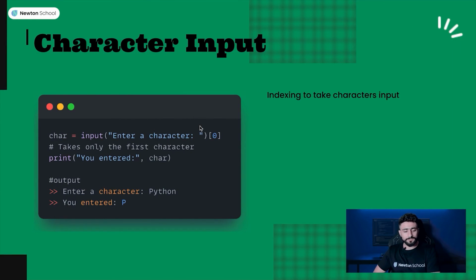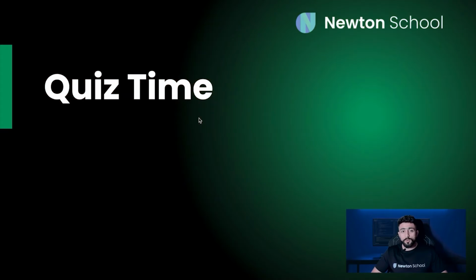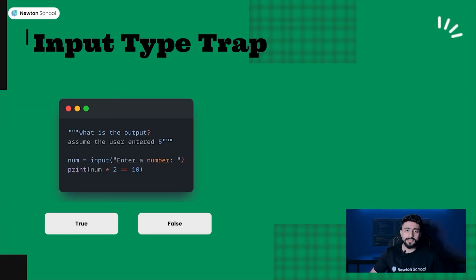So this is how the character input works, right? So now let's do the quiz. I again suggest you all that whenever a question comes in, just take a pause, think about the solution, and then move forward, right? So here, first of all, what is the output? Assume the user entered 5.